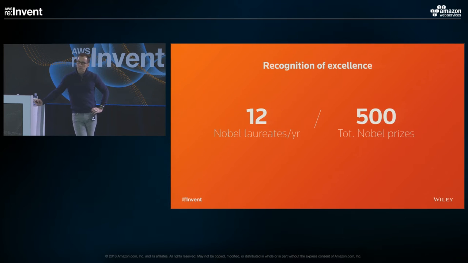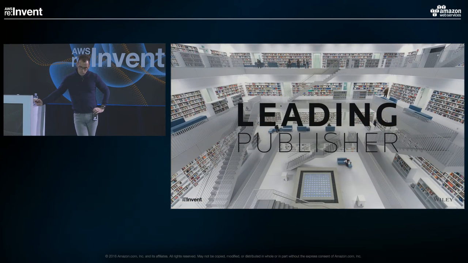Each year, we publish about 12 Nobel laureates, more than 500 in our history. And we used to publish Herman Melville, Washington Irving, and other great writers. But today, we also publish leading authors in management, leadership, architecture, and so on. And actually, we're very proud to be the official publisher for Amazon Web Services.